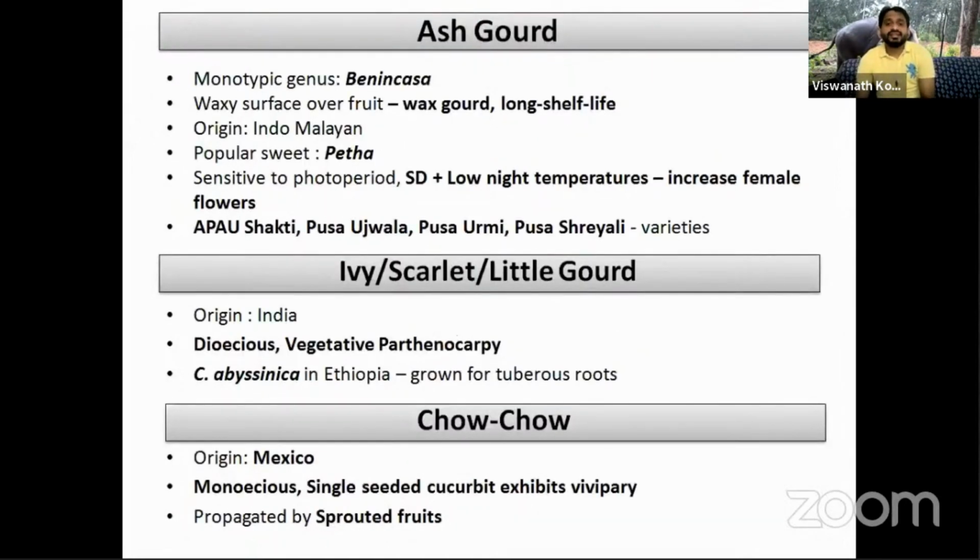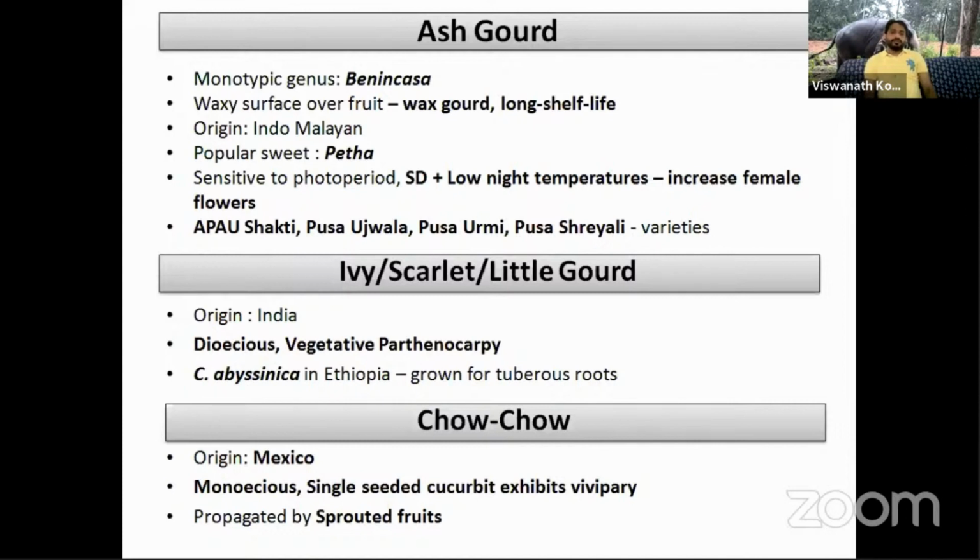So ash gourd, Benincasa, a monotypic genus. Monotypic genus means the genus Benincasa is having only one species, that is Benincasa hispida. There are no other species. That type of genus is known as monotypic genus. And you all know the fruit surface of the ash gourd fruit is having white colored wax. So it is also called wax gourd. Among all the cucurbits, ash gourd is having the longest shelf life.